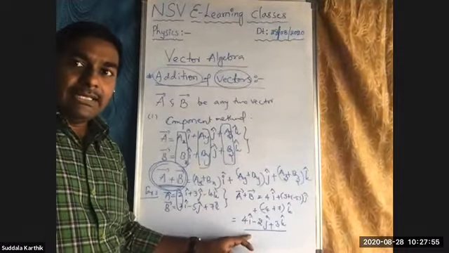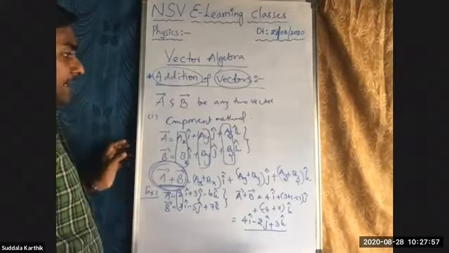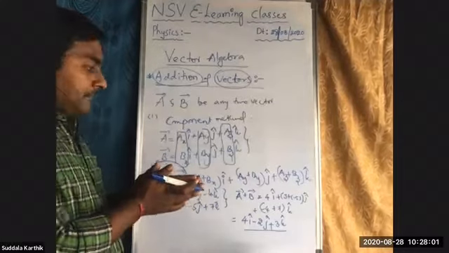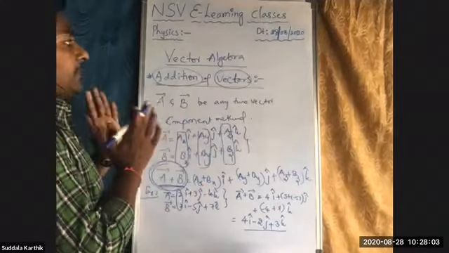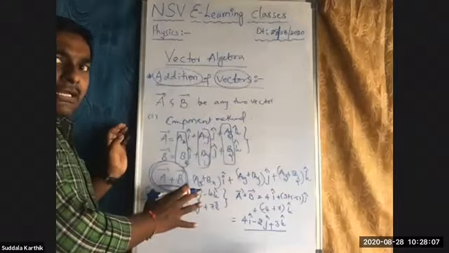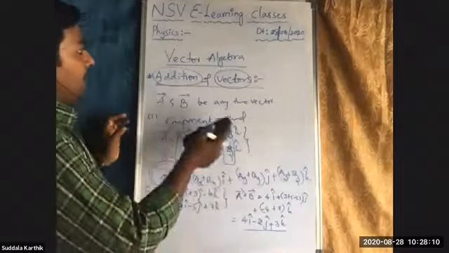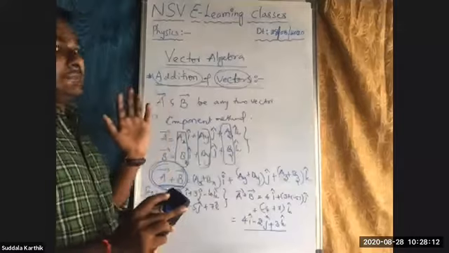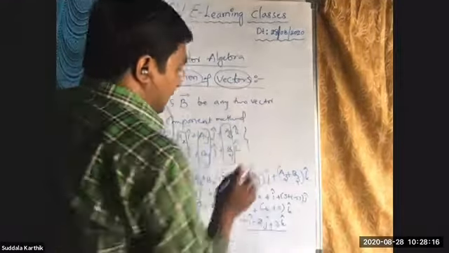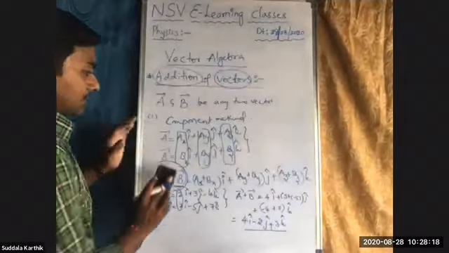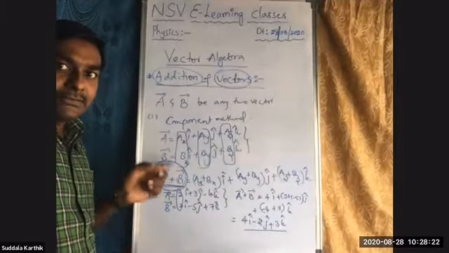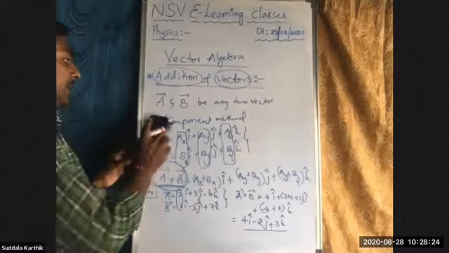Is it okay? Now after this, for the addition purpose, there is also a graphical representation. This was the general addition, and there is a general graphical representation also. Suppose two vectors are given. Is it okay? Okay, sir. Right, very good.